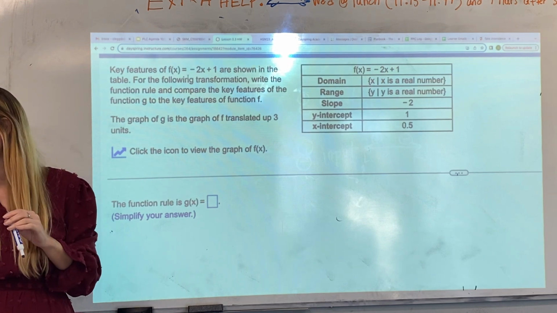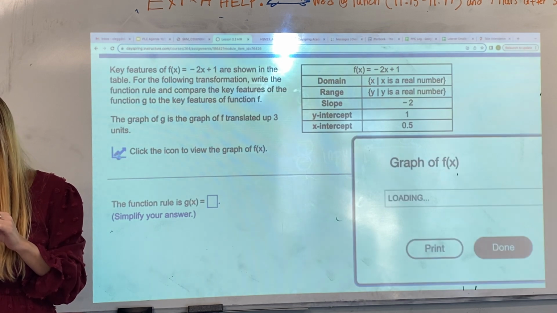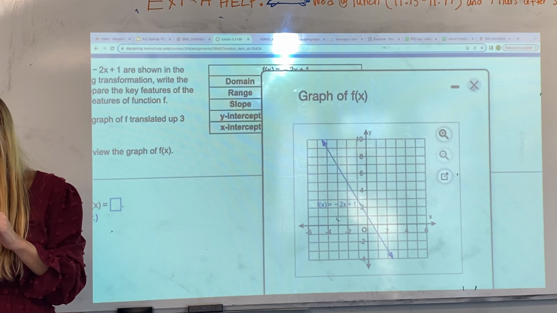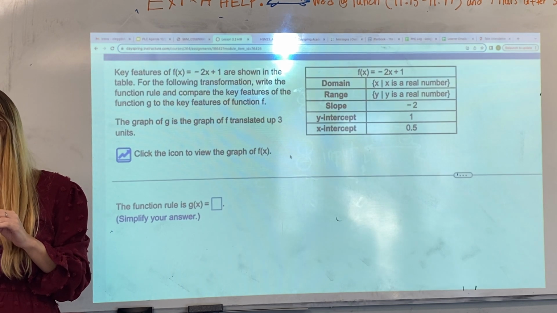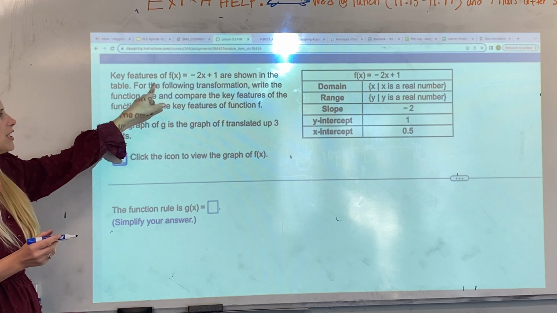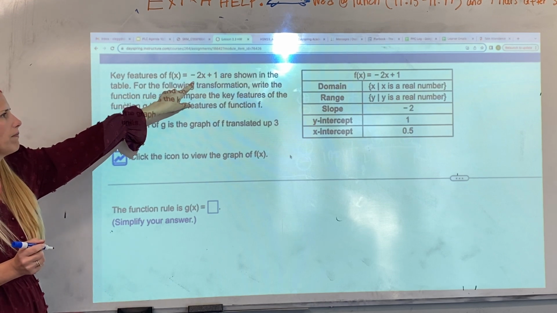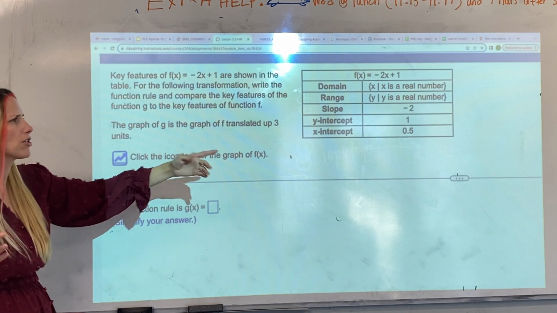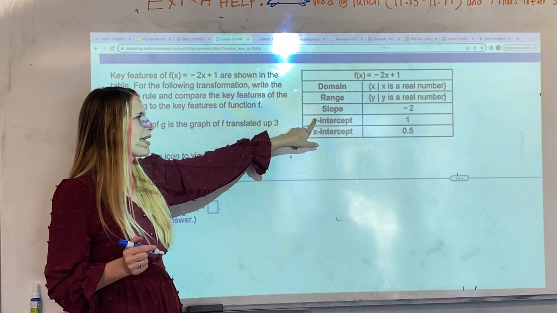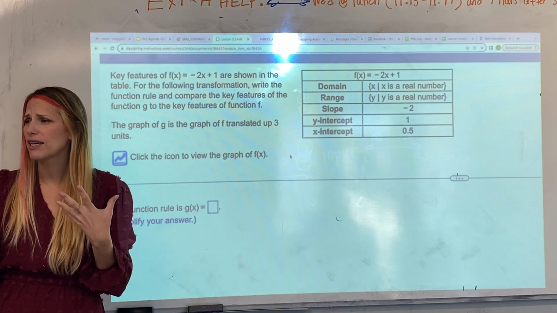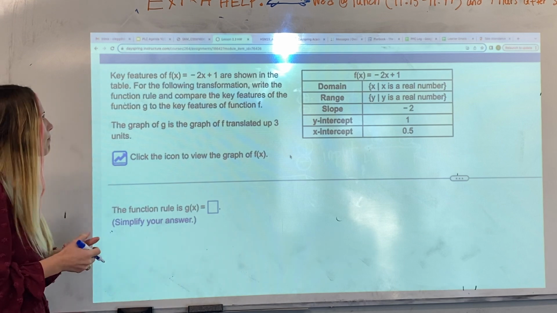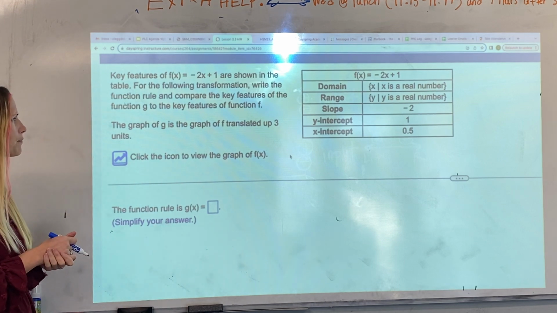Okay. Oh, I can click on this graph to view the graph of f of x. Oh, I love it. I didn't even know you could do that when I was working on this with another student. Okay. This thing has like 6 parts. Yeah, it's okay. We'll get through it. Key features of this function are shown. The key features are the domain, the range, the slope, the y-intercept, and the x-intercept. It's giving you all this information about the features, what this function has. They're shown in the table.